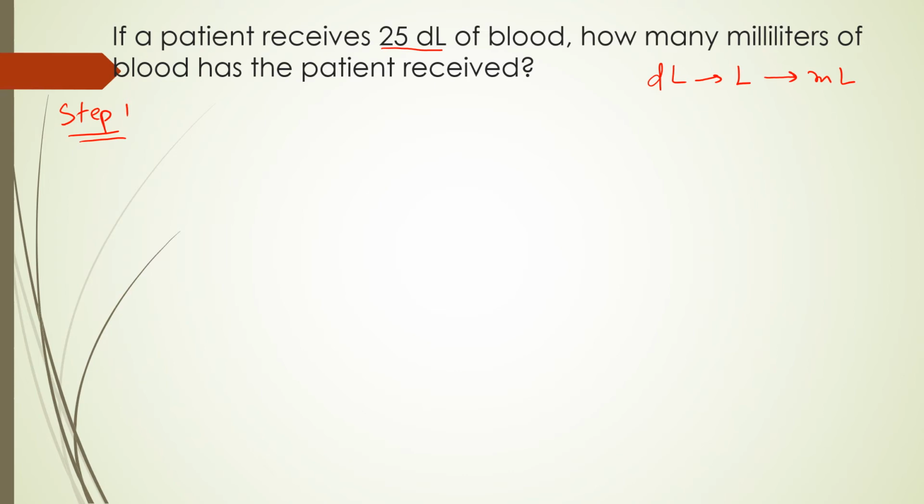Also, if you notice that the given value has two sig figs. So remember that, because at the end our answer should also have two sig figs. So step number 1. In this, first you write what is given to us and what do you want to find, or what is asked for. So given to us is 25 deciliter. That's the unit given to us. And what do we want to find? We want to find number of milliliters.